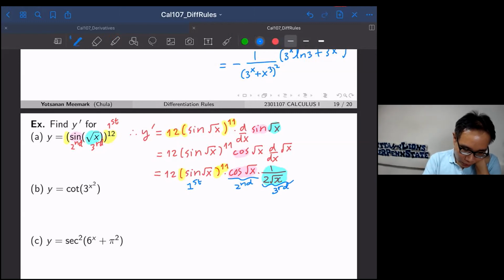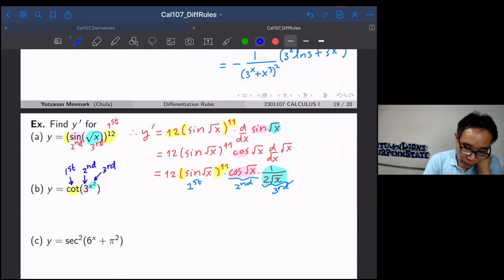The next one, we do the same thing. I'm gonna do this one faster. So you see that you have the outside one, you have the second one, which is 3, and the inside one turns out to be x squared. So in this case, you indicate this one as the first, the second, and the third one.